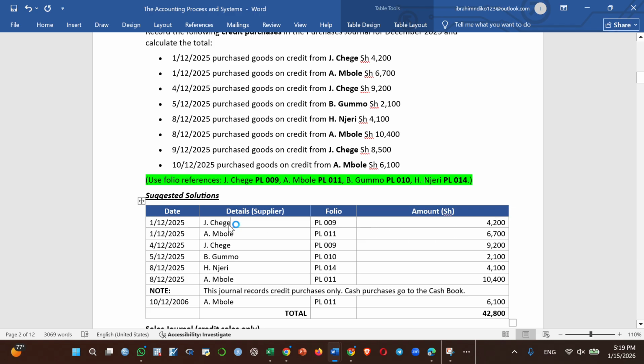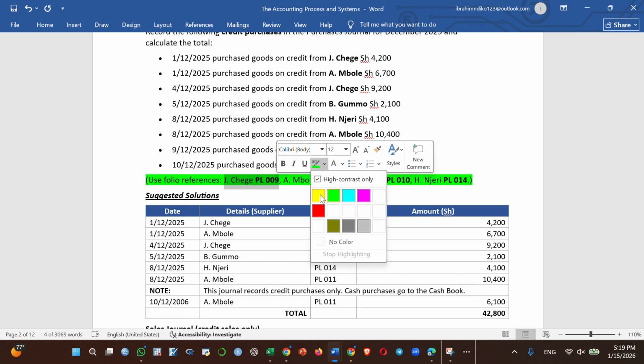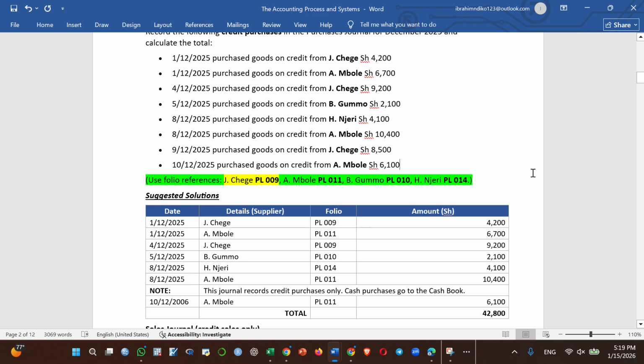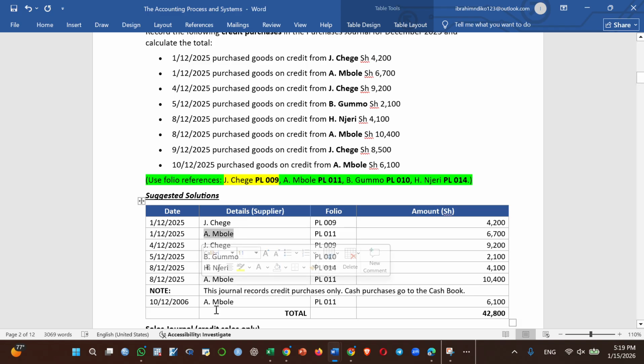So we put the details. We start with the date. The date is 1/12/2025. The detail is J. Chege. The folio number, we use this folio number for Chege. You can see it here in yellow. That one is PL009. Once we have the folio number, then we put the amount. The amount is 4,200 for the first transaction. You can see it on the upper part, 4,200. You go to the next date. Still on date 1, Ambole purchased goods on credit for 6,700. So you put Ambole there, and then you put this detail.